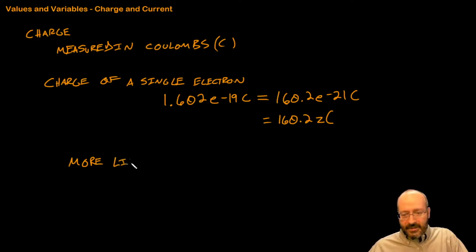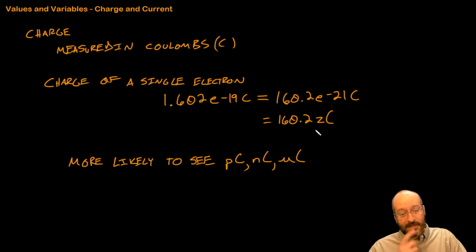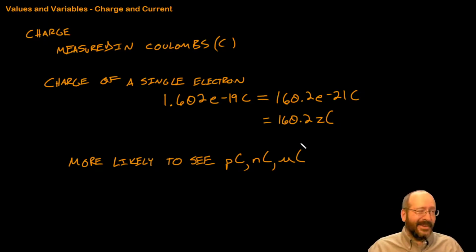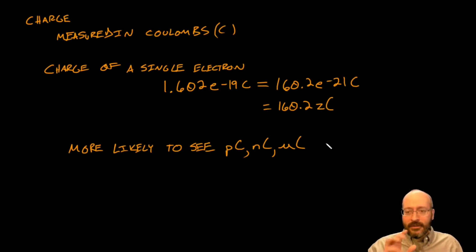We're more likely to see some of our SI prefixes come out here. So picocoulombs, nanocoulombs, microcoulombs. And if you're talking about a single electron, it's a zeptocoulomb. Okay, we don't get down that small very often. Okay, so charge is a lot more complicated than that, I promise you, and certainly it was in your physics courses. But this is our starting point.